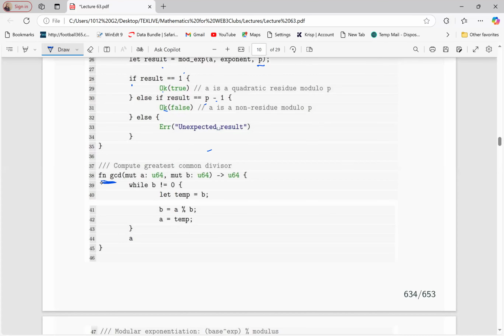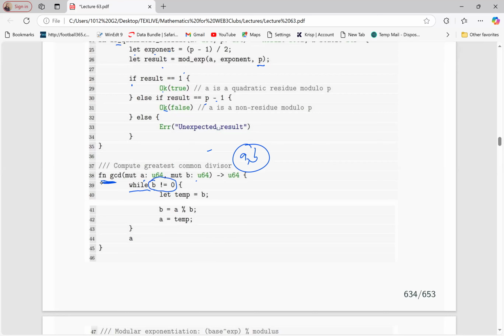It's saying, for you to get the GCD, you have two numbers A and B, and you want to find the GCD of A and B. For you to get it, you enter this loop and it says while B is not equal to 0. That is what this means. While B is not equal to 0, come inside here and get the GCD.